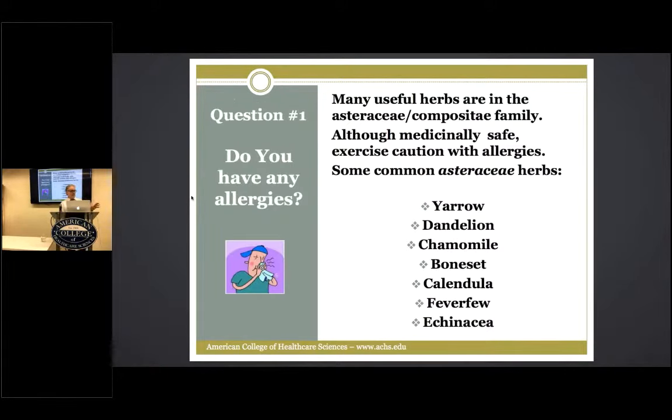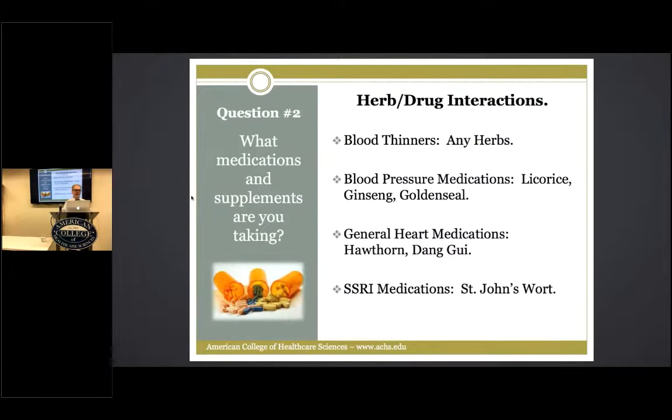So if you're dealing with a client, a very important aspect of safety is one of the first things you want to ask, do you have any allergies? Now, the Asteraceae herbs, yarrow, dandelion, chamomile, boneset, calendula, feverfew, and echinacea. There are a lot of really useful herbs in this botanical family, but if someone's allergic to one of them, they're probably going to be allergic to all of them. So what are your allergies? If you have an intake form, that's going to be on the front, the first page after you get their name, address, and telephone number and why they're here. So allergies. Next question, what medications and supplements are you taking?